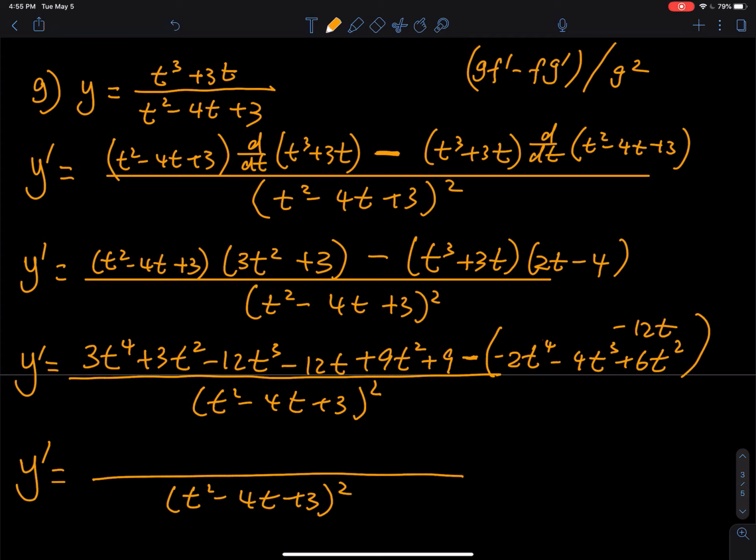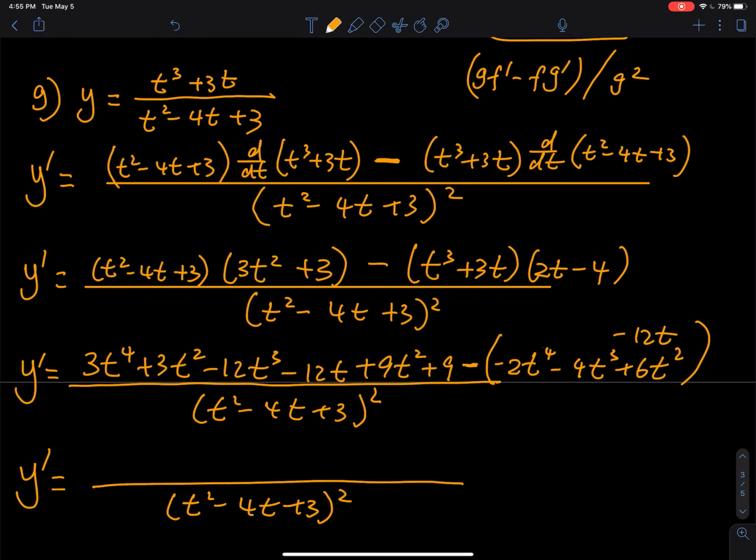Hold on. No, this is a plus. Okay, we have 3 minus 2 equals 1. And then the third power, we have negative 12 minus a plus, so negative 12 plus 4. That is equal to negative 8.